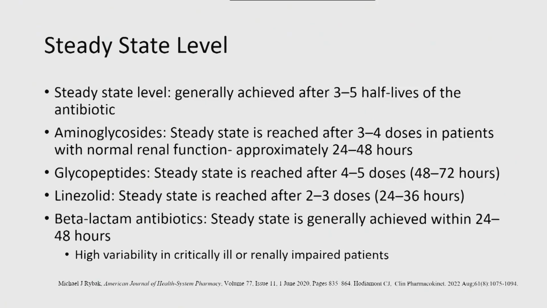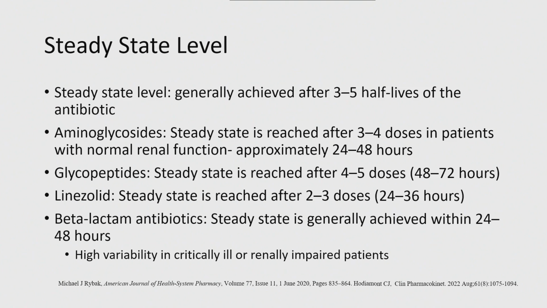The aminoglycoside generally achieves steady state level after 3 to 4 doses in a patient who has normal renal function. So you can sample the patient's blood at 24 to 48 hours after initiation of your aminoglycoside therapy. The glycopeptides generally achieve steady state level after administration of 4 to 5 doses. So for vancomycin, generally I collect a sample after 3 days of administration.